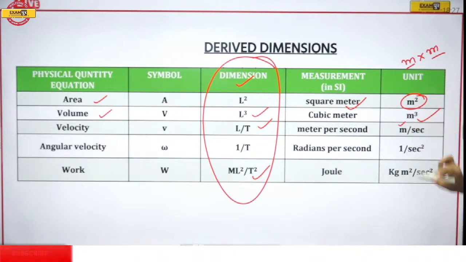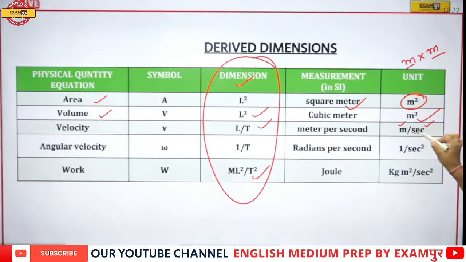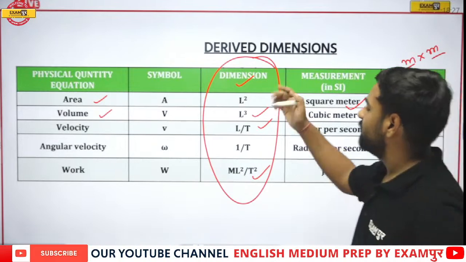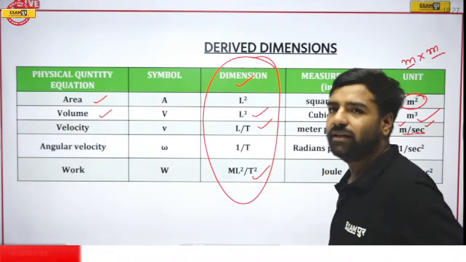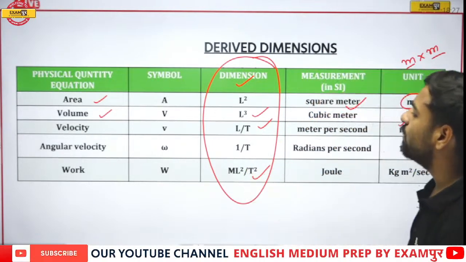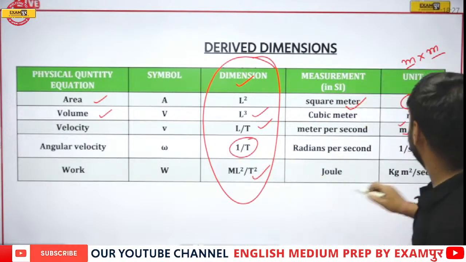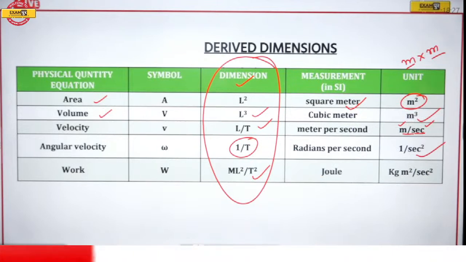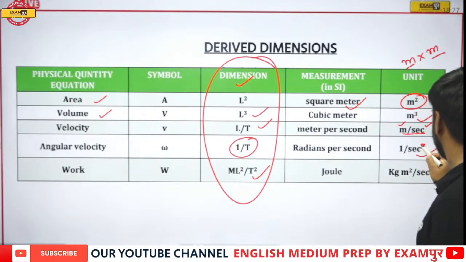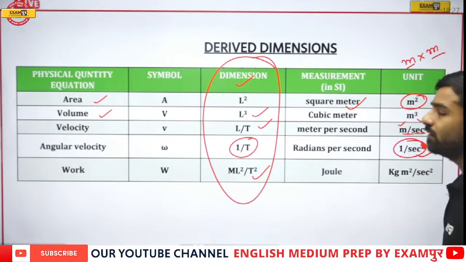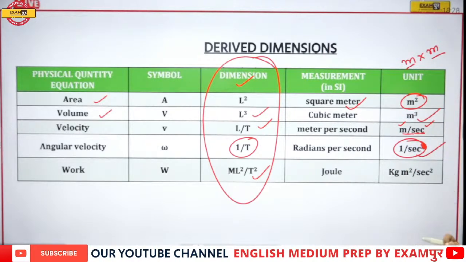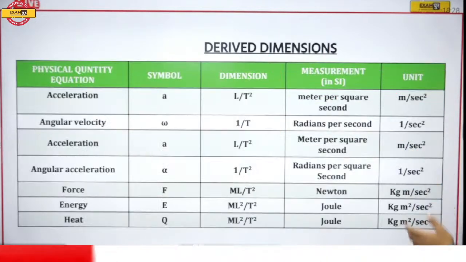Again, length, meter, time, second. So, this means it is again derived, correct? But since we are talking about the dimension, its dimension is L by T. Then, talking about angular velocity, symbol is omega. Dimension is 1 by T and it is 1 by second. Fine. So, yes, these things are derived dimensions where we have other dimensions as well.